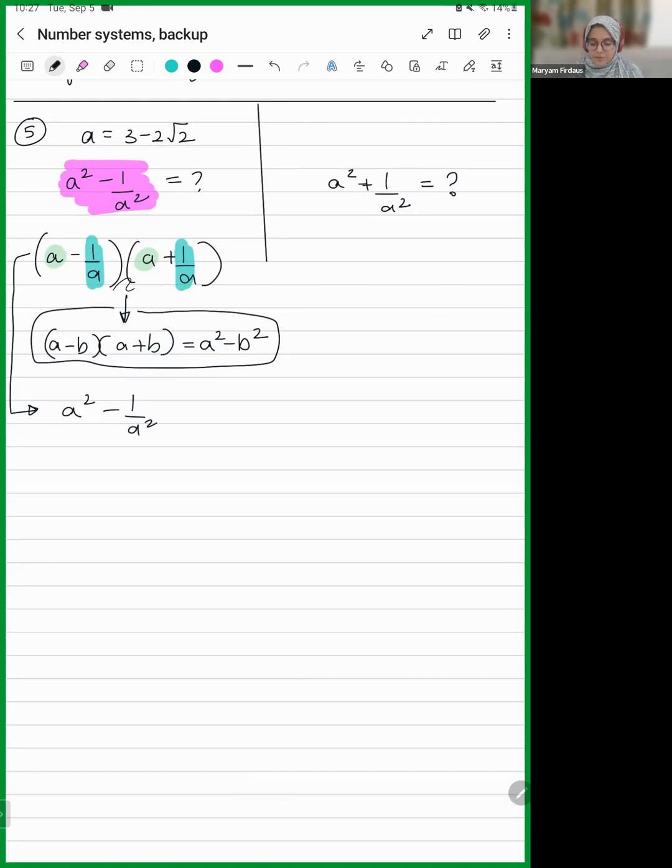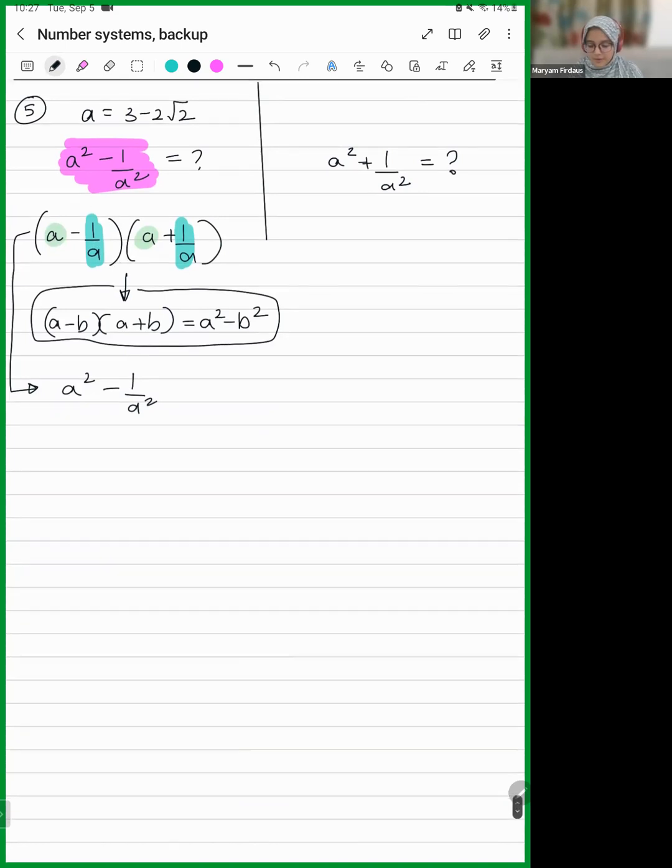Okay. So what we are going to do is, first we are going to find 1 by a. What is 1 by a? 1 by 3 minus 2 root 2.